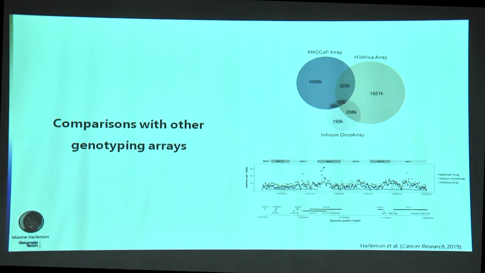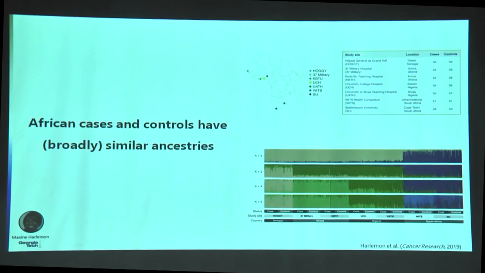So using this array, we looked at African individuals from 7 study sites. So looking at 1 study site in Senegal, we're looking at 2 from Accra, Ghana, 2 different locations in Nigeria, and 2 in South Africa. For each one of these sites, our pilot data set has roughly 59 cases and 59 controls. So you pool it all together, and it's roughly 400 and 400.